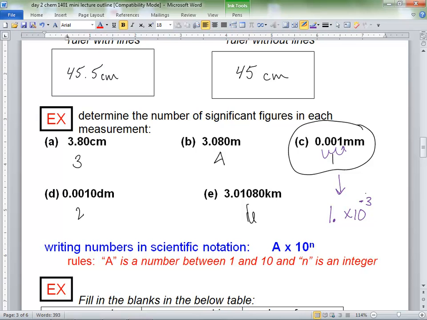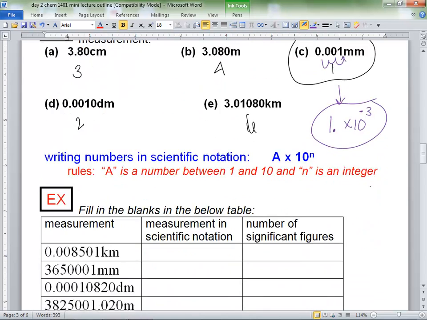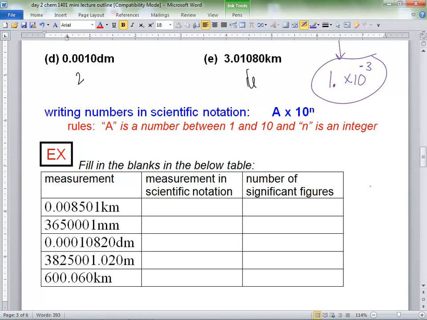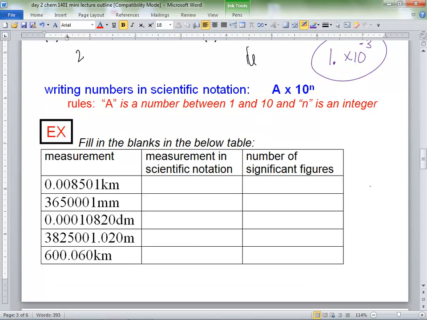So when you write a number in scientific notation, it's so much easier to figure out the significant figures. Now you just literally count the digits. There's only one. And you can do that for every single one of these. And there's no figuring anything out. You just count. Once you get in scientific notation, just count all the digits in your A figure, and you got it. Right? So go ahead and see if you can fill this out.